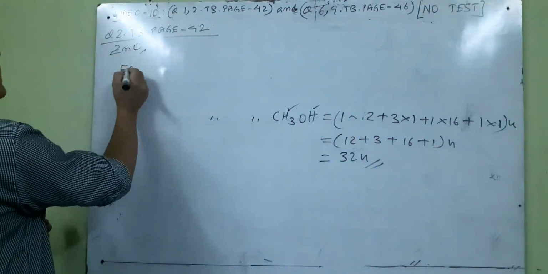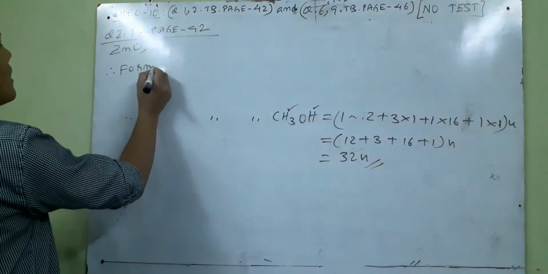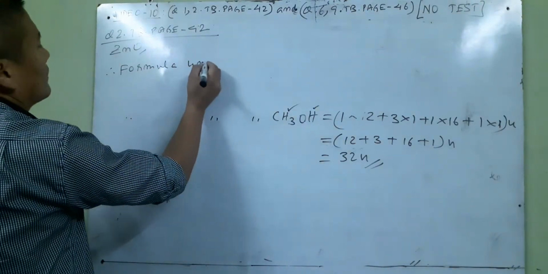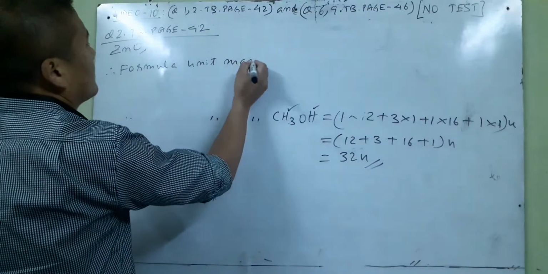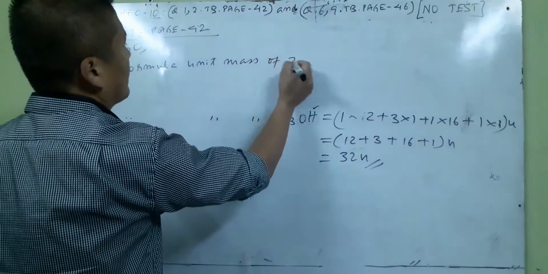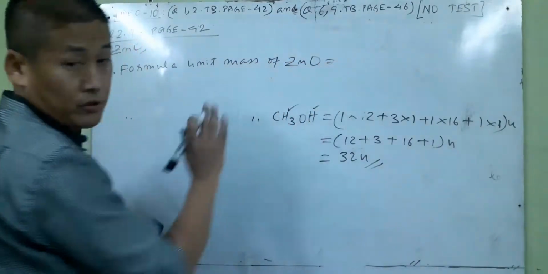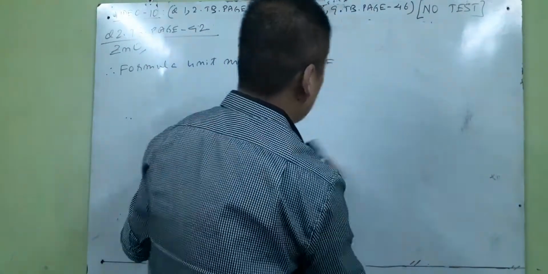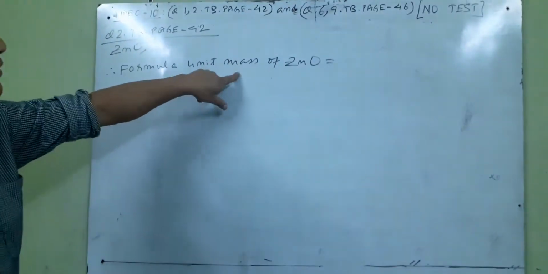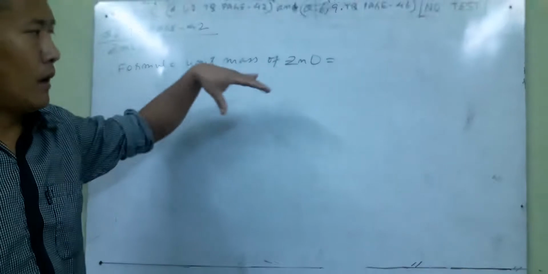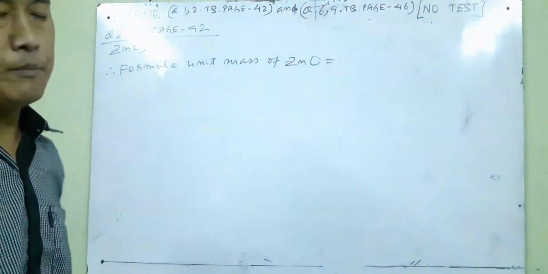So use the same language of text. Formula unit mass means the same for ZnO. It means the same as molecular mass, the one you are doing just now. So it simply means formula unit mass is used for ionic substances. Otherwise, the concept is the same as molecular mass.